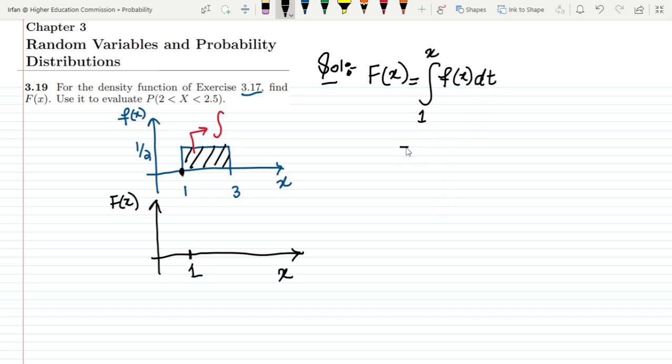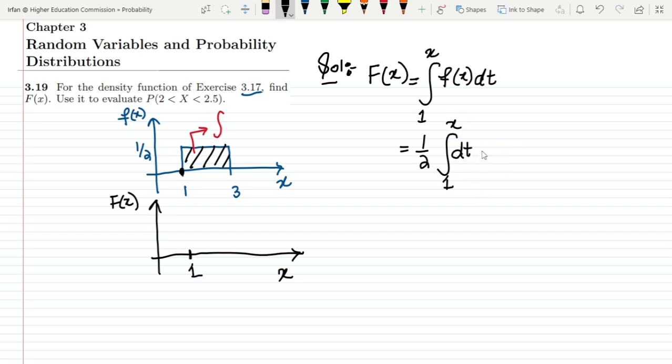Now let me use these values, and writing these values here, the value of it is 1 by 2. So this 1 by 2 will be here, and I will take the limits 1 to x and dt.